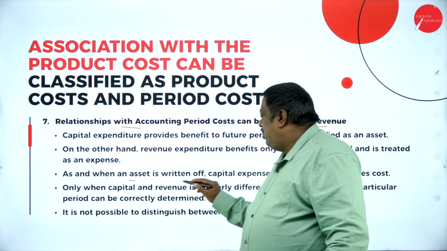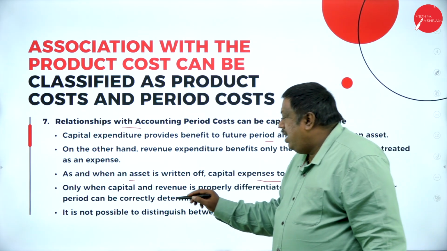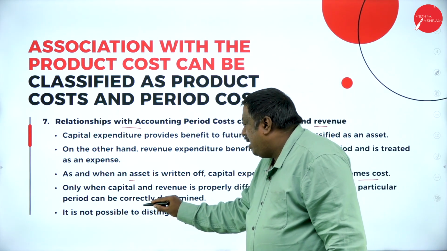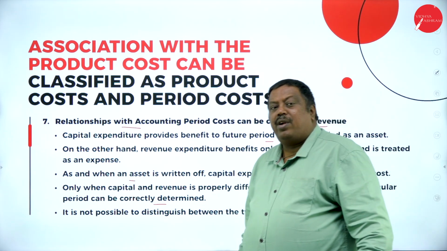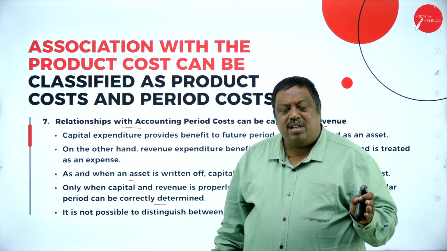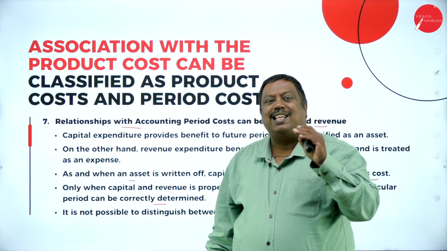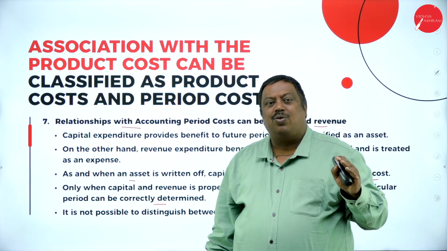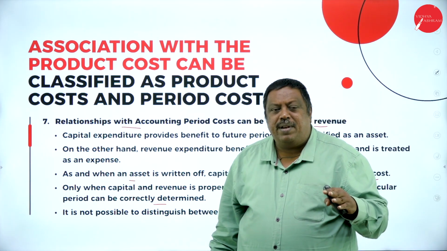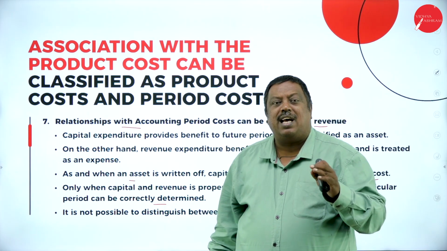As and when the asset is written off, capital expenses to that extent become cost. Only when capital and revenue are properly differentiated can the income of a particular period be correctly determined. So when you record the information in the books of accounts, what is your actual capital expenditure and revenue expenditure, then only you can identify where you are standing right now. If there is no identification of your capital expenditure and revenue expenditure, the company can never give the actual financial position as of today.